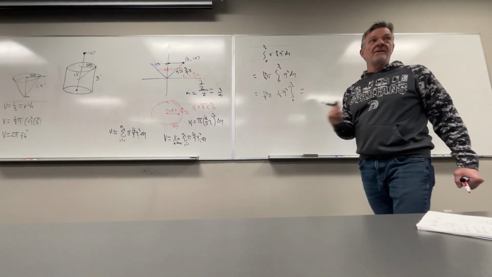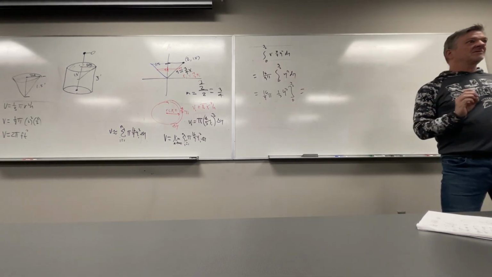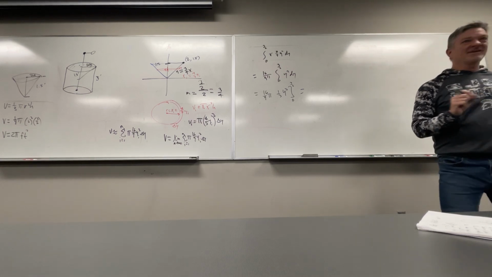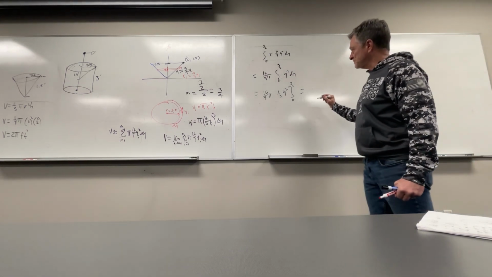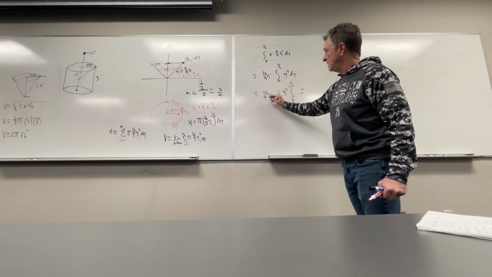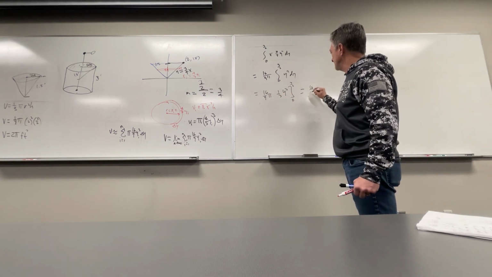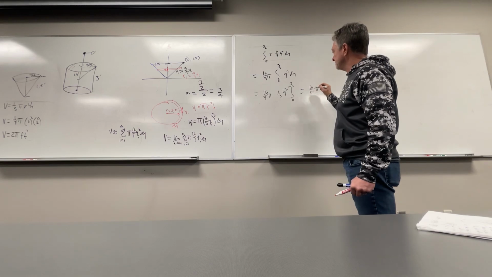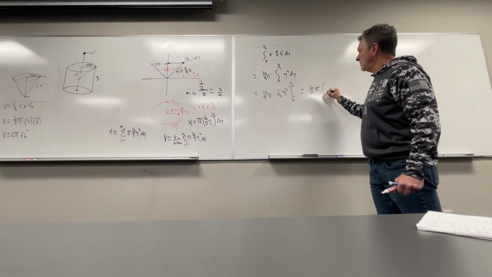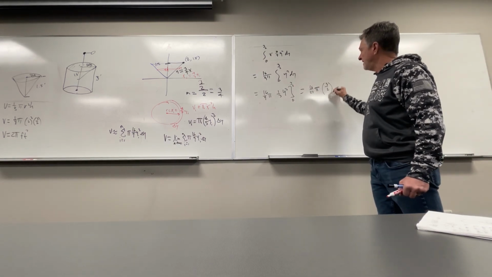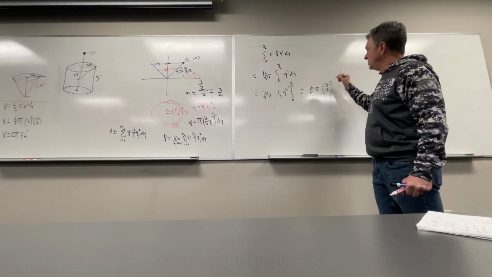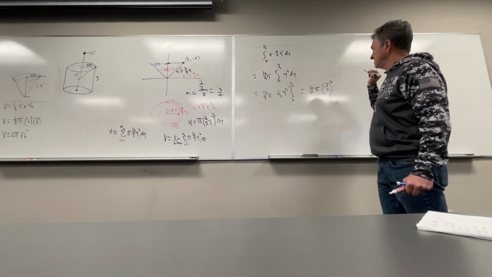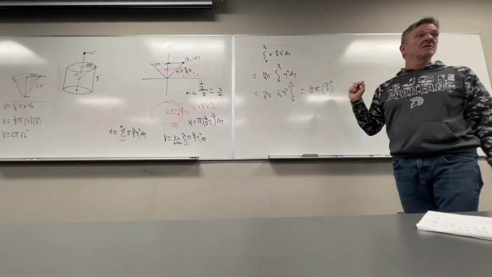Is anybody nervous? Because it better turn out to be 2 pi, right? Let's see. So that's going to actually be 16/27, isn't it? Times pi. And then I'm going to have 3 halves cubed, right? Minus 0.